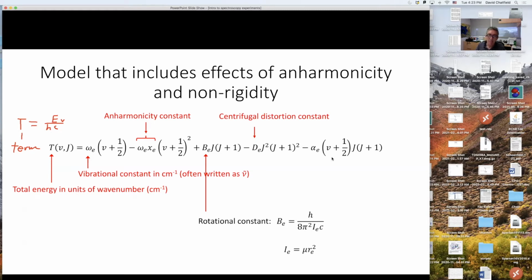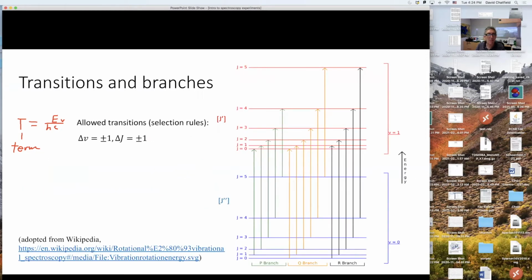Finally, there's another term that describes the coupling between rotation and vibration. This is proportional to something called a vibrational-rotational constant, multiplied by v plus a half, J(J plus 1). So you're going to use this expression to model your vibrational-rotational spectrum. Now let's talk about the spectrum itself.